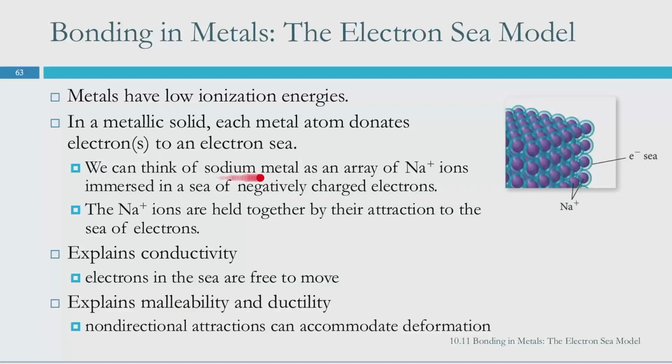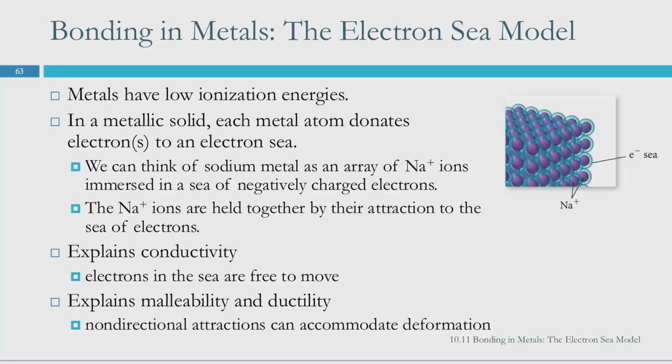So for example, sodium metal we can think of as an array of sodium ions with a bunch of their electrons just flowing all over, around, and in between them. And these ions are held together by their attraction to the sea of electrons. It's like the electrons are a paste or a goop that holds them together. And this does a couple of things for us.